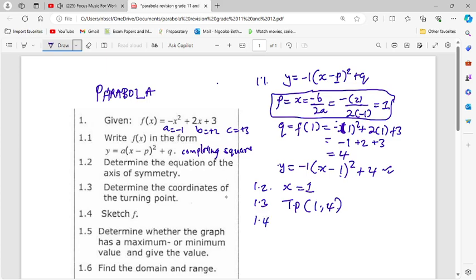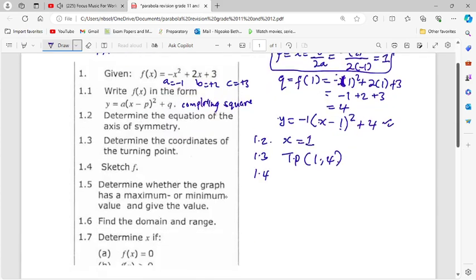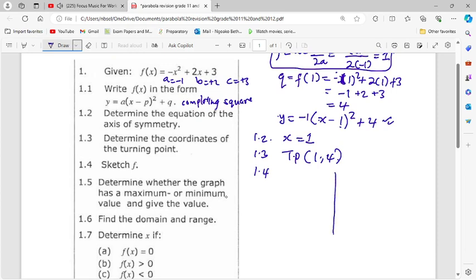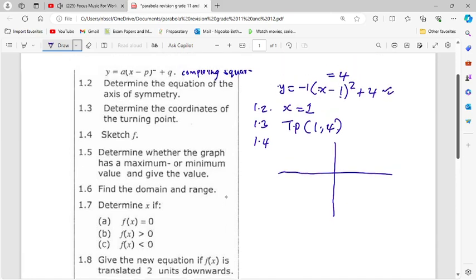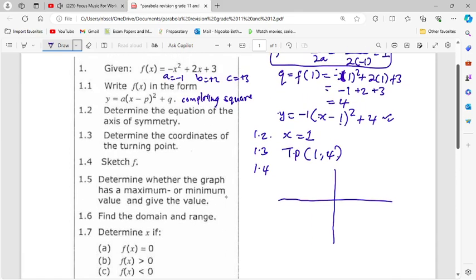1.4. Sketch the graph. So I will just do a rough sketch of the graph here. Normally they say show all the coordinates or the intercepts. Right. Now let's see if we can plot that. Alright, now what do we have here? We'll have the turning point. Now we need the y-intercept and the x-intercept, so they are not here. So let's get them quickly, using this equation.